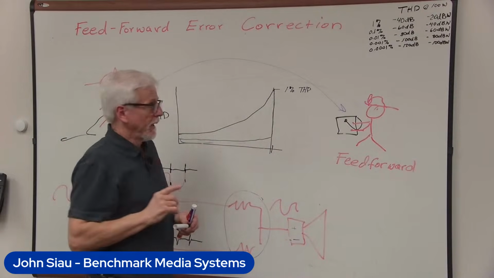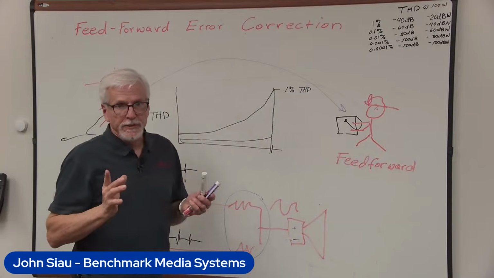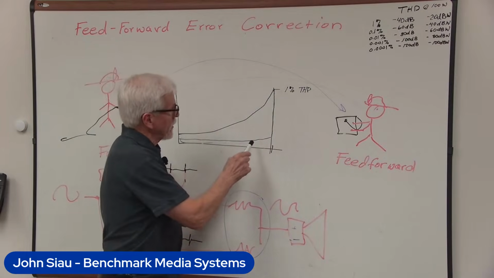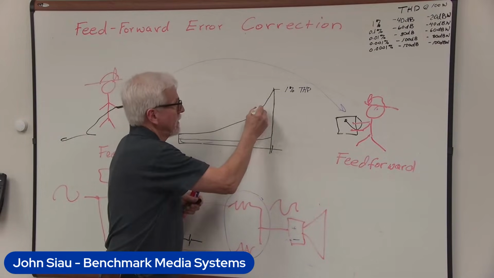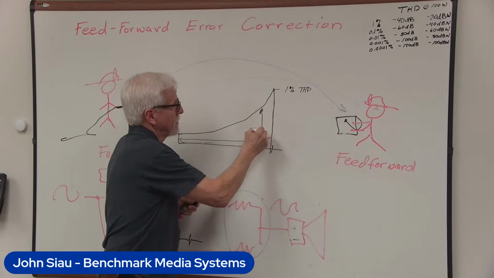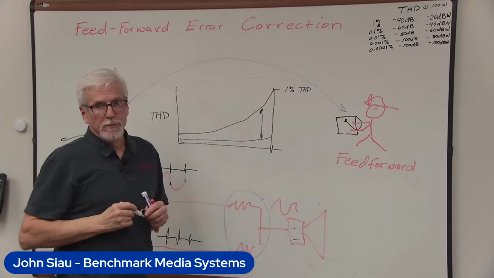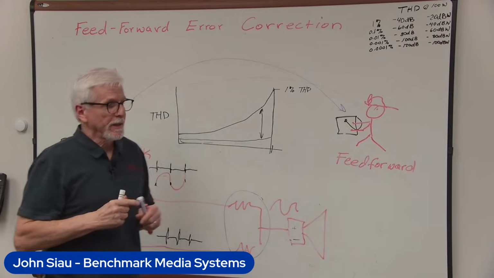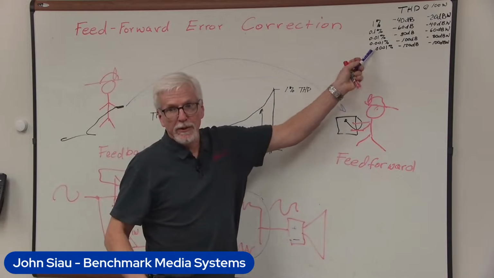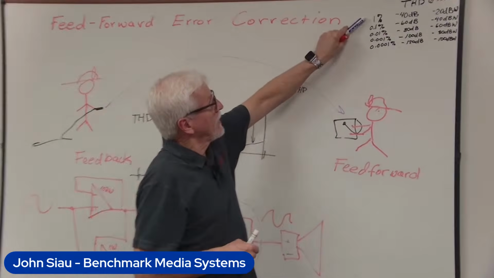Okay. Now, why is that desirable? One of the things that's desirable is that we've got this much of an advantage. In terms of THD, and I've got a chart up here at 1% THD.